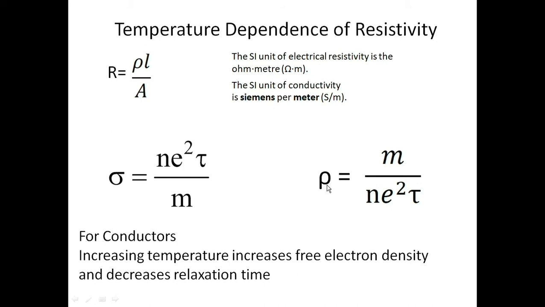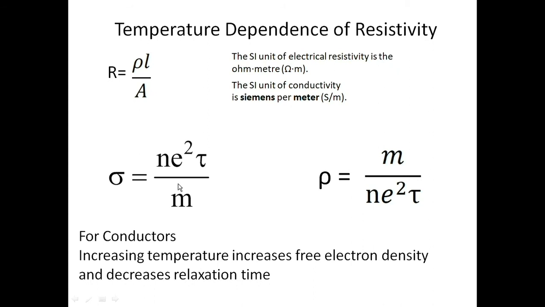So for a conductor, resistivity is given by this expression. So rho, which is the symbol for resistivity, rho equals m divided by n e square tau. Where m is the mass of the free charge carrier. So here the free charge carrier is electron. n is the density of the free charge carrier, e is the charge of the electron, and tau is the relaxation time. So the reciprocal of resistivity is conductivity. So the expression for conductivity is the reciprocal of this expression, which is given here.